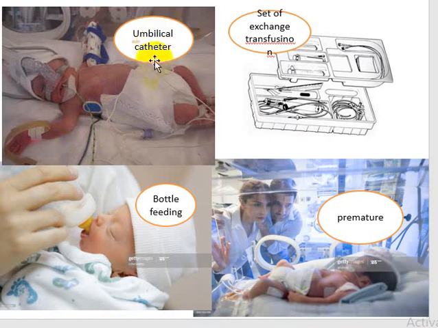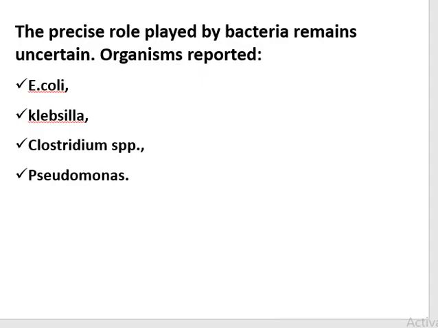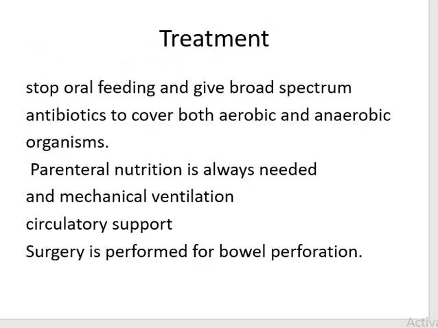And this picture shows to us some of these predisposing factors. This neonate needs umbilical catheter. This is set of exchange transfusion. This is premature baby lying in the incubator, and this is a neonate with bottle feeding. The precise role of bacteria remains uncertain, but it is caused also by infection of this ischemic bowel. And the organisms responsible for these infections are many, like E. coli, Klebsiella, Clostridium species, and Pseudomonas.